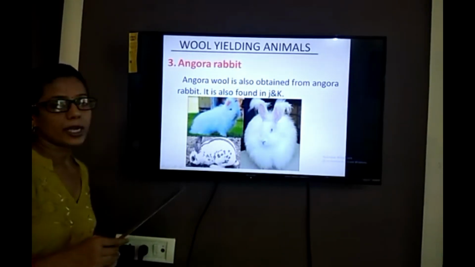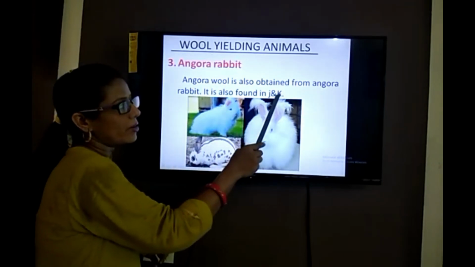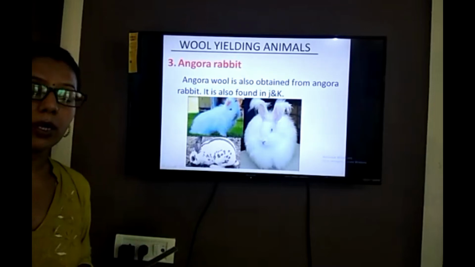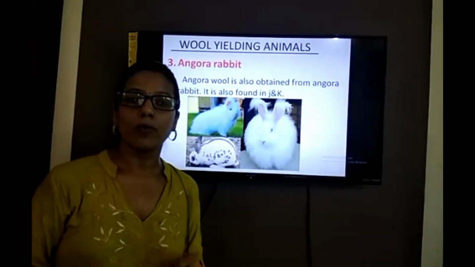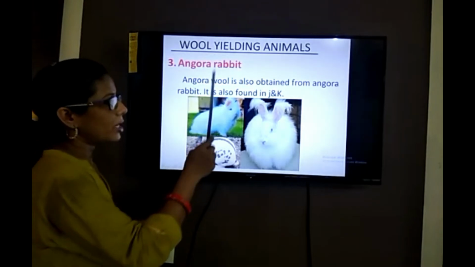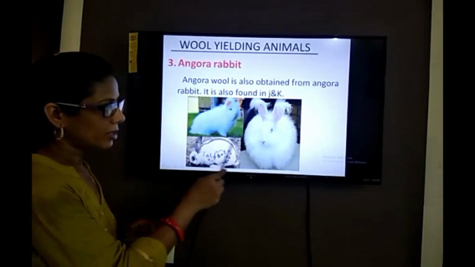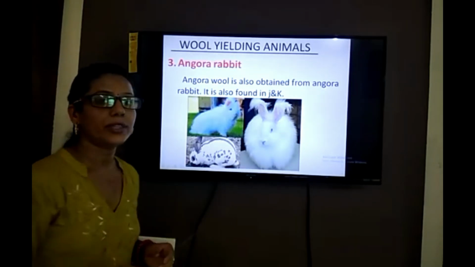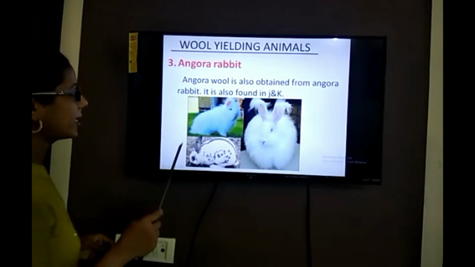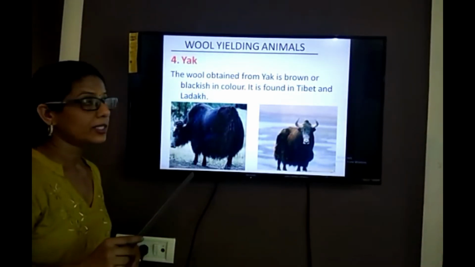The third type of wool yielding animal is the Angora rabbit. Angora wool is also obtained from the Angora rabbit. It is also found in Jammu and Kashmir. As we know, Angora wool is obtained from the Angora goat, but it is also obtained from the Angora rabbit. You can see in the picture, this is an Angora rabbit, and these rabbits are also found in Jammu and Kashmir.